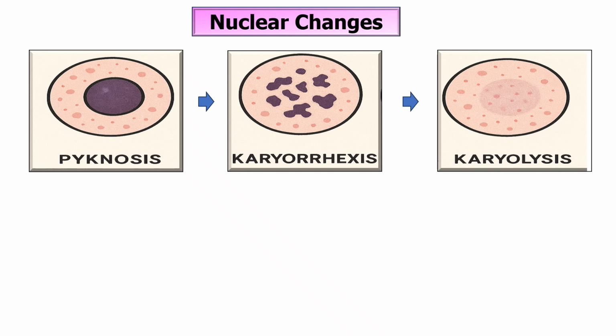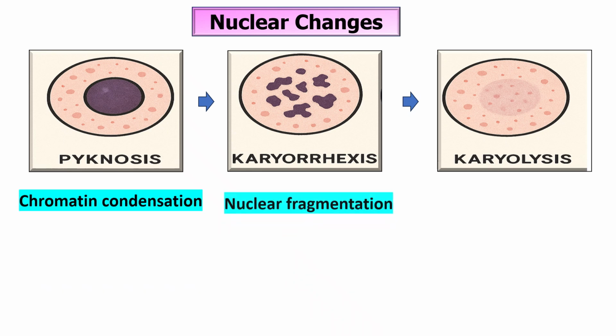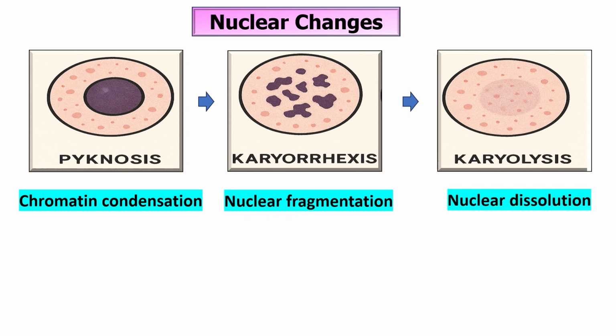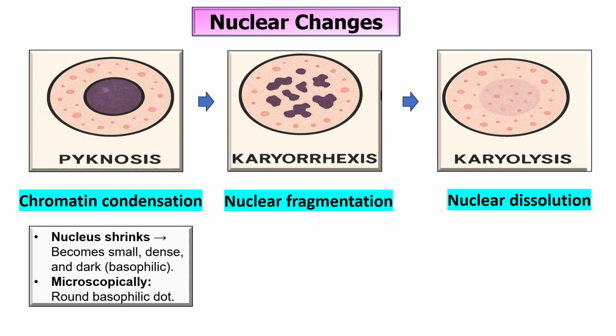So, pycnosis, karyorrhexis and karyolysis. In pycnosis, there is chromatin condensation. In karyorrhexis, there is nuclear fragmentation. And in karyolysis, there is nuclear dissolution. Pycnosis is characterized by shrinkage of the nucleus, which becomes a small, dense and dark basophilic structure. Microscopically, it is seen as a round basophilic dot.